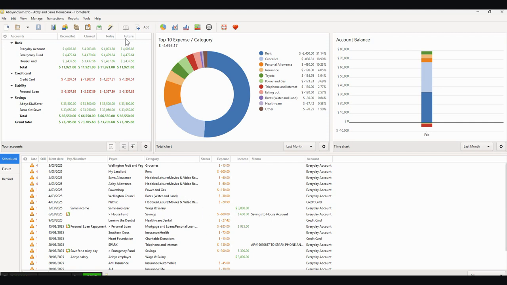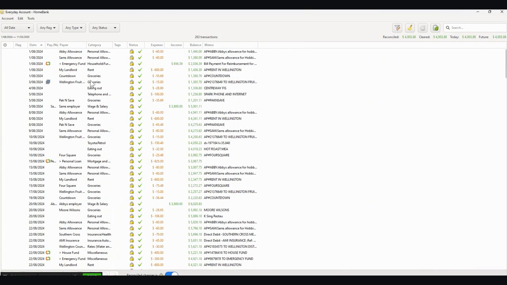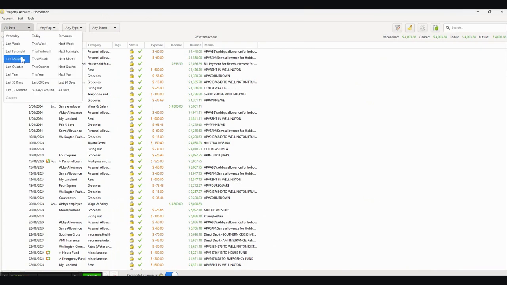Now, another way we can do it is if we go into the everyday account, and I'll bring that screen over here now, and pick just last month.